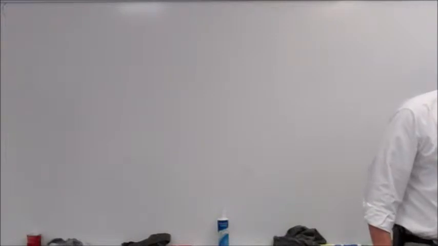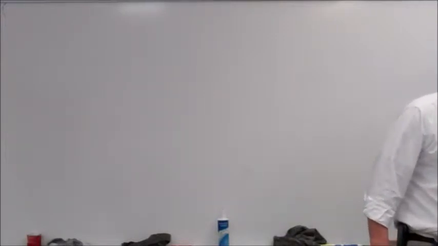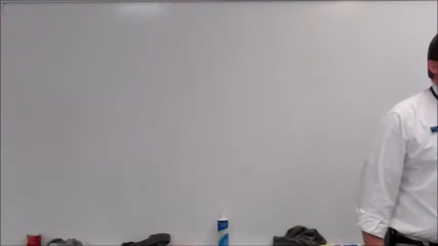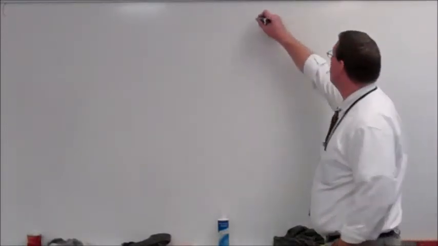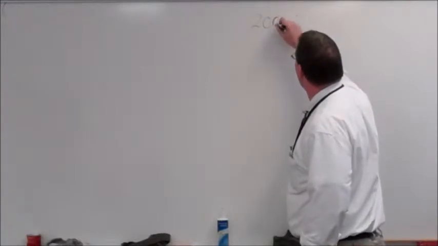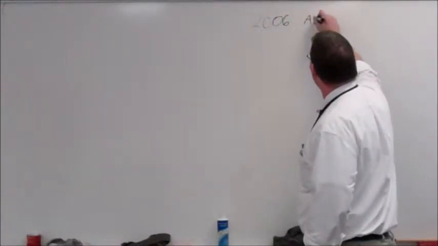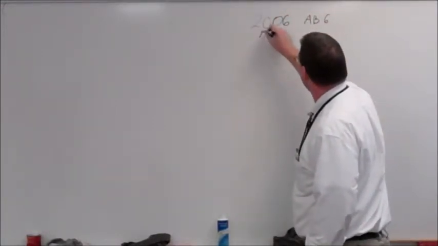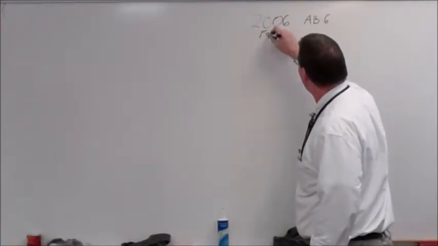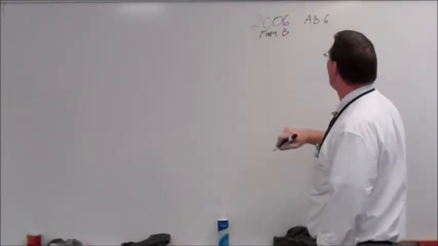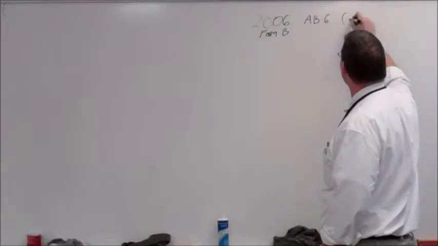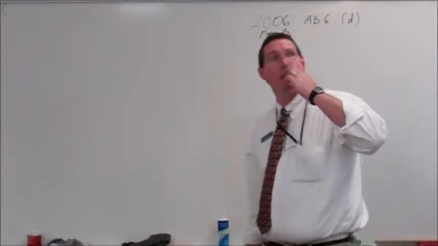Okay, we're now going to do 2006. This is a good one. We're going to do 2006 Form B, Question 6, Part D. So 2006, AB 6, and it's Form B, and it's Part D we're going to do. If you look up there, it's this question.